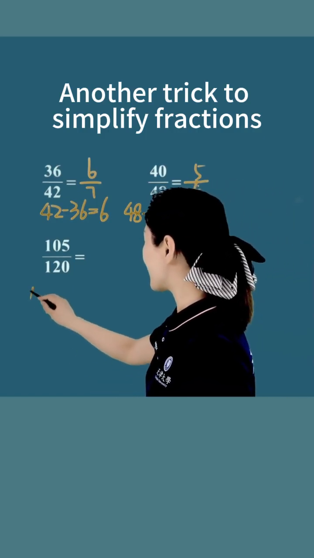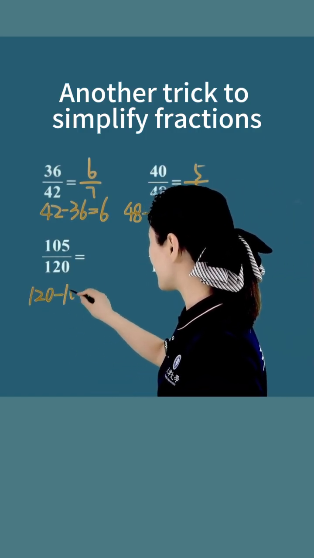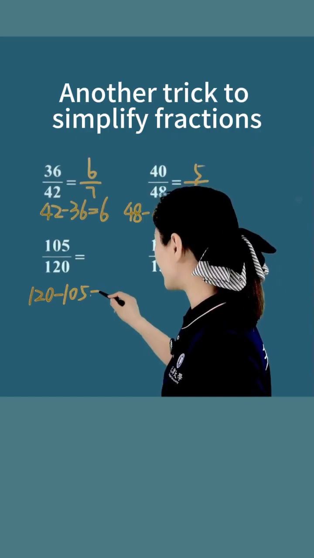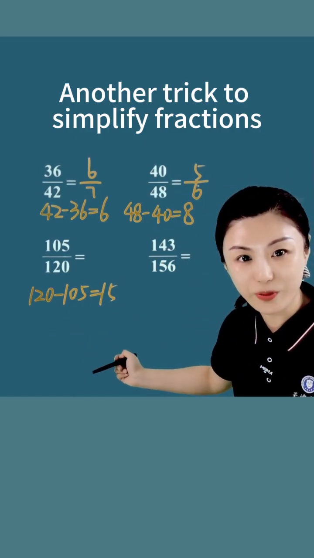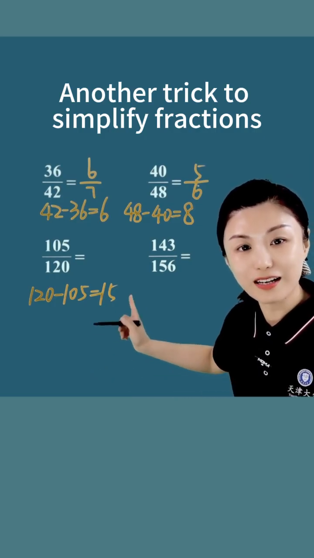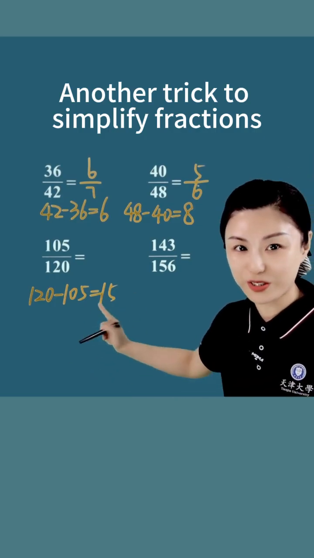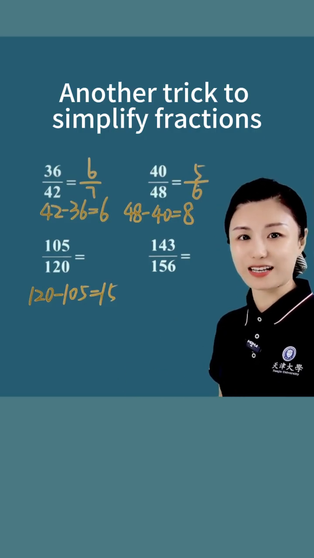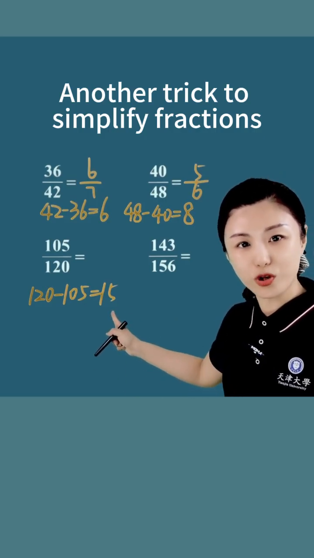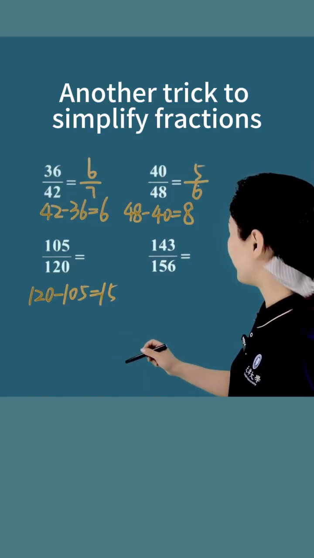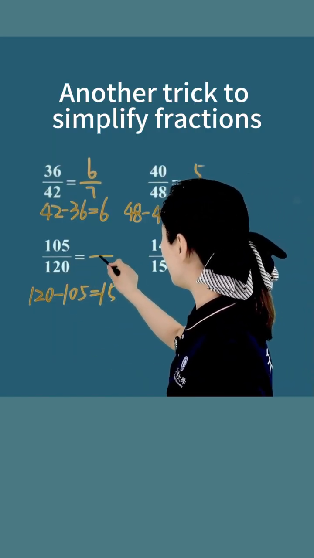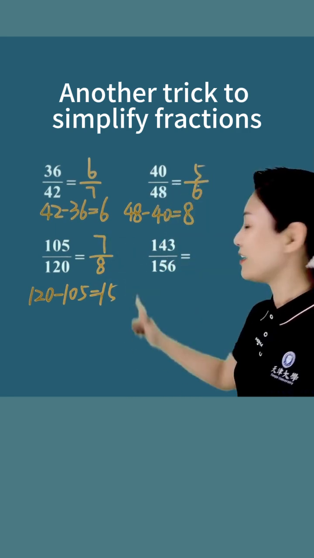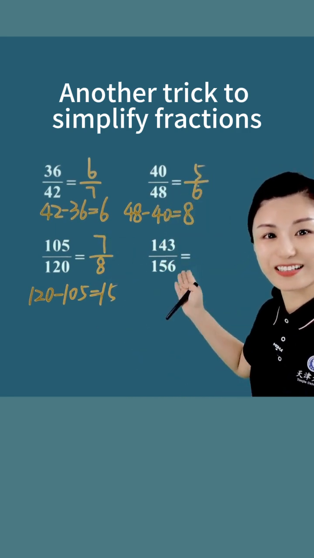Now let's look at the third question using the same method. Subtract the smaller number from the larger one, and what do we get? 15. Is 105 a multiple of 15? Yes, it is, right? You see, 15 times 7 equals 105. So there's no need to keep subtracting. The greatest common divisor of the numerator and denominator is exactly this result, 15. Now, divide both by 15. What do you get? Isn't it 7/8? This problem is solved. Let's look at the last one.